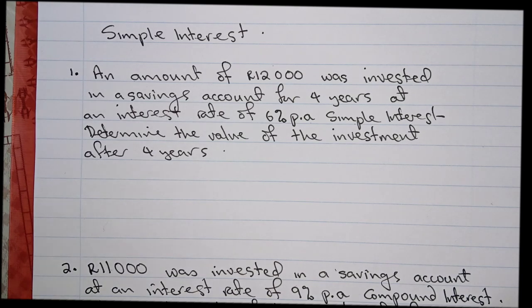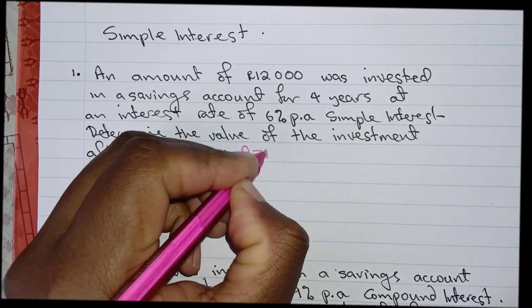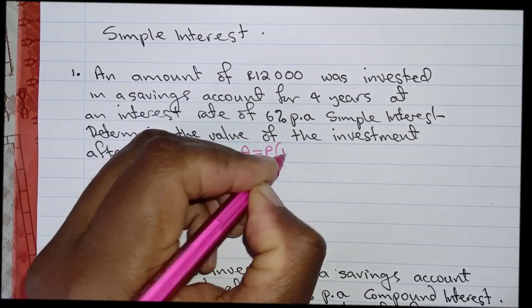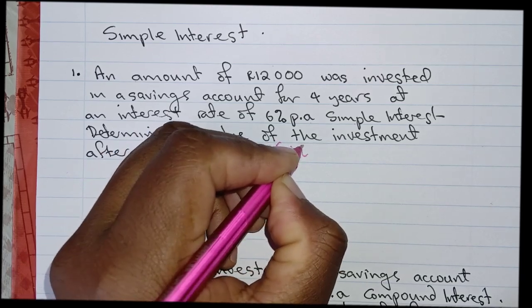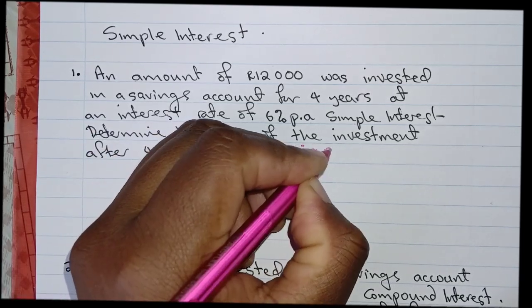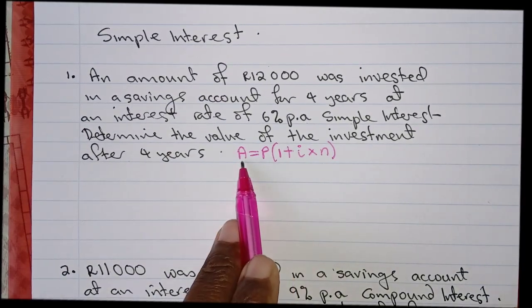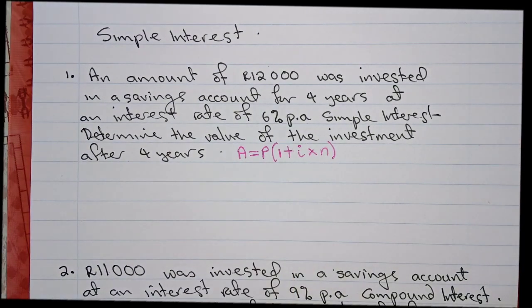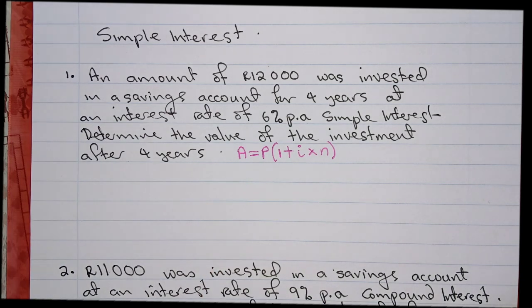The formula for calculating simple interest is A is equal to P multiplied by the bracket of 1 plus your interest rate multiplied by the number of years, where your A is your final amount, that is the investment after the 4 years. Your P is the initial value or the principal amount.